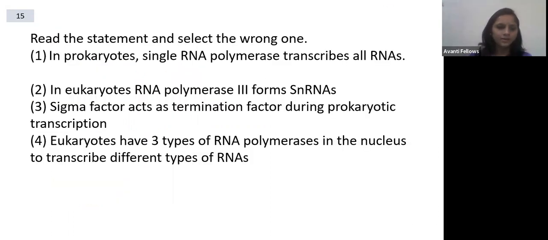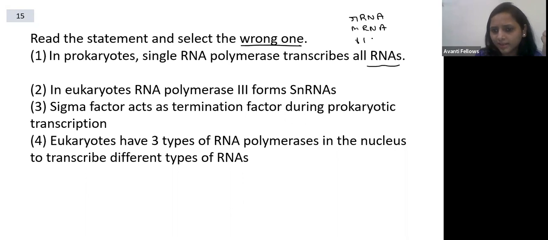So let us go to the next. Read the statement and select the wrong one. So 3 statements are correct, 1 is wrong. You have to select the wrong one. In the prokaryotes, a single RNA polymerase transcribes all the RNA. Which are those RNA, guys? There is ribosomal RNA, mRNA, and tRNA, right? Yes. So all the RNA is transcribed by a single polymerase, in prokaryotes, that is in bacteria. Okay, fine. So that is a correct statement, guys.